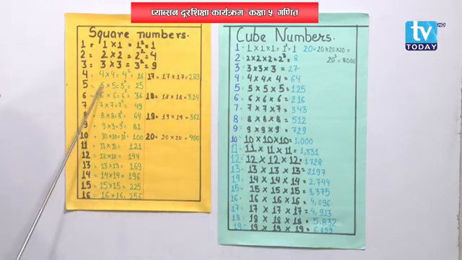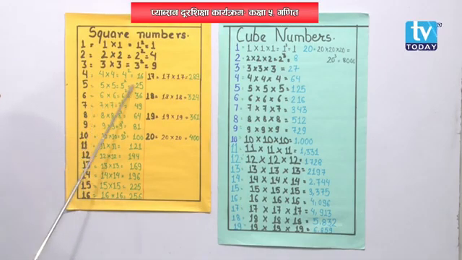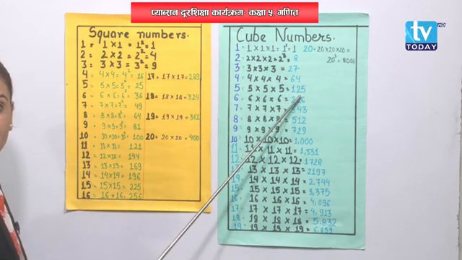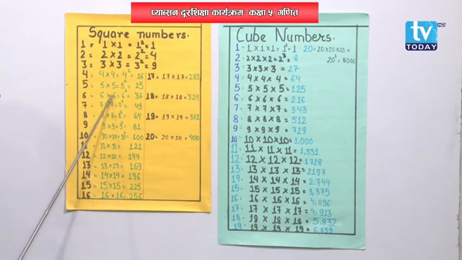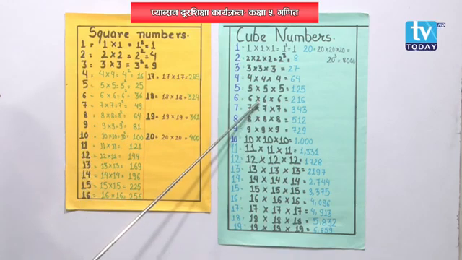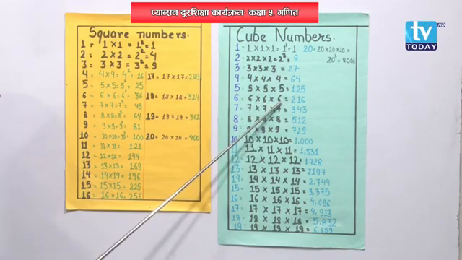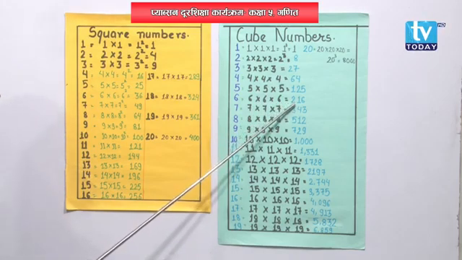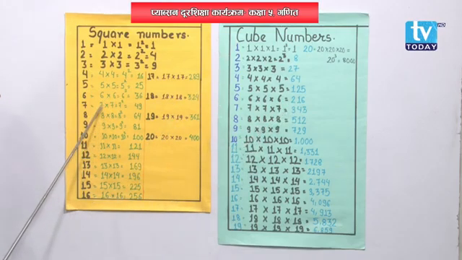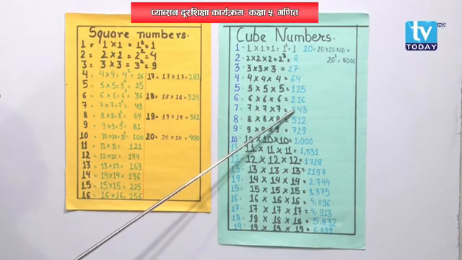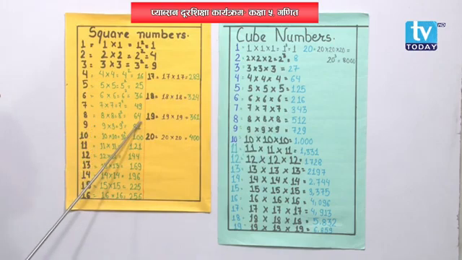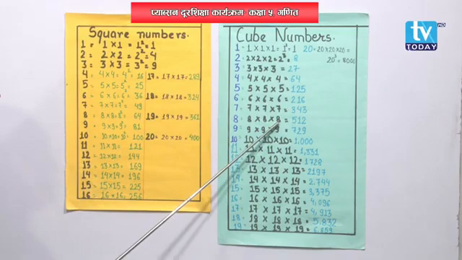Next, 5 into 5 is 25. When multiplied by another 5, it will be 125. Same here, 6 into 6 will be 36, and 36 multiplied by 6 gives 216. Here 7 into 7 is 49, and 49 into 7 is 343. Now 8 into 8 is 64. If 64 is multiplied by 8, 64 into 8 is 512.